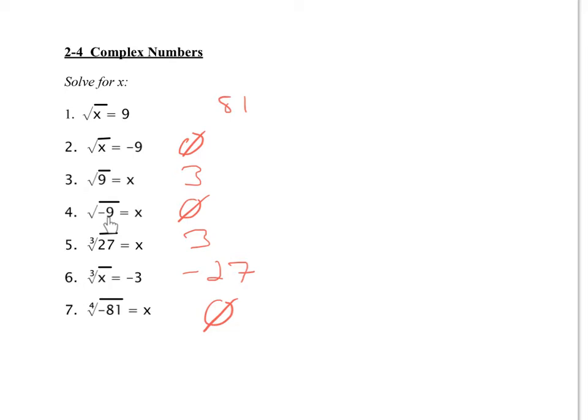The square root of a negative, again, does not exist. You can't take the square root of a negative number because positive times positive is positive, and negative times negative is also positive. So the square root of a negative does not exist in the real number system.